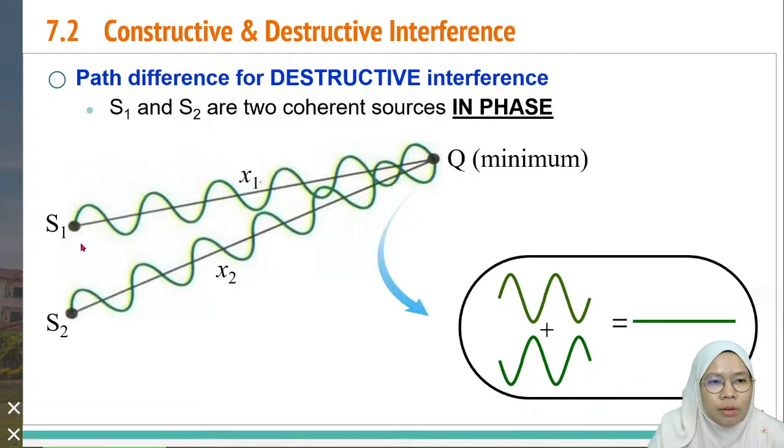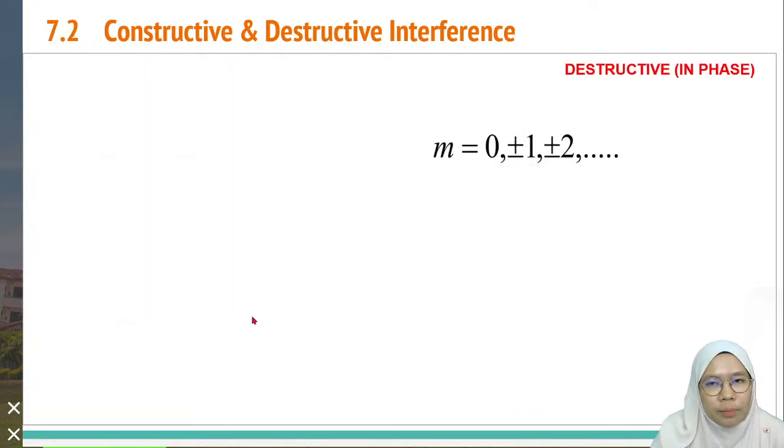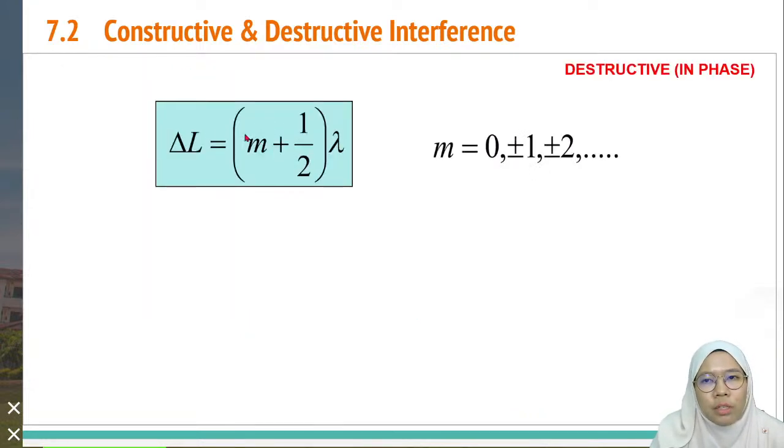Now let's count the wavelengths again. S1: 1, 2, 3, 4, 5, 5.5. For S2: 1 wavelength, 2, 3, 4, 5, and 6. What is the difference? 6 lambda minus 5.5 lambda, so we get a difference of half lambda. That is the condition for destructive interference for in phase.